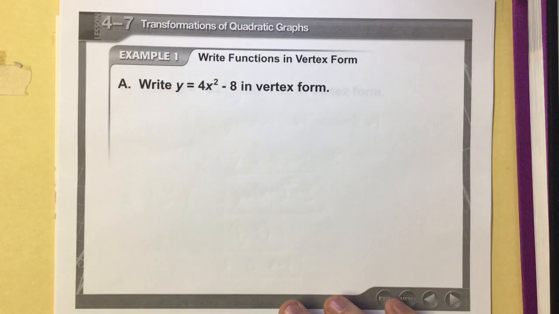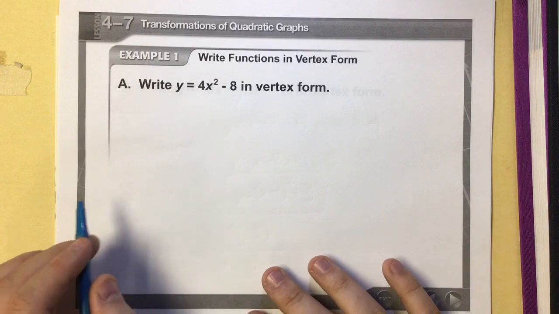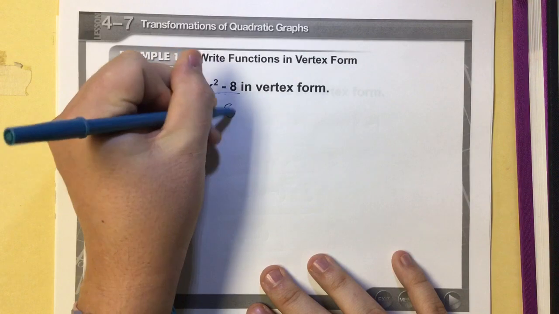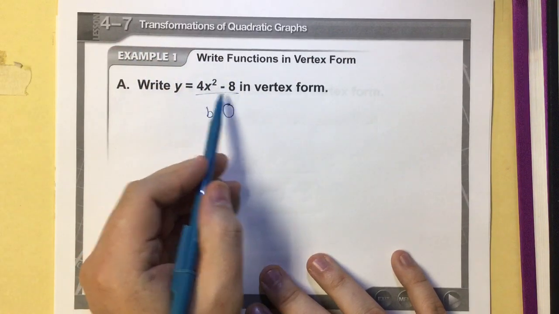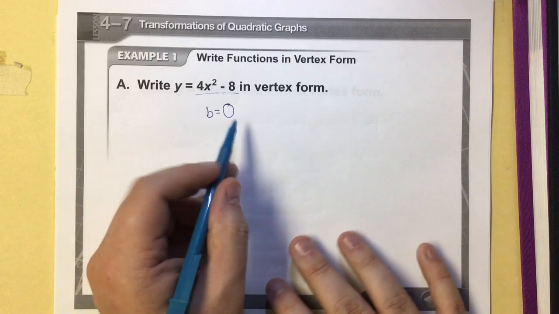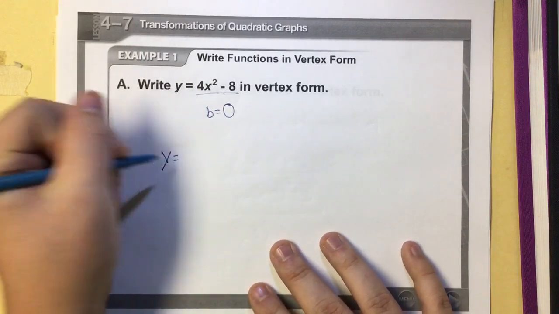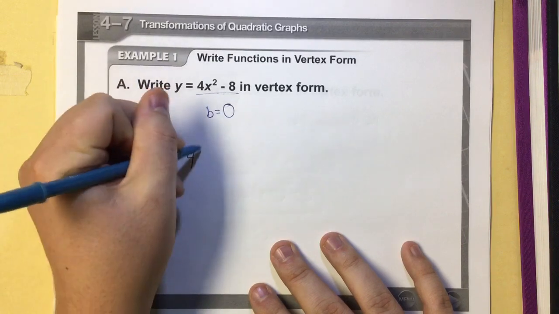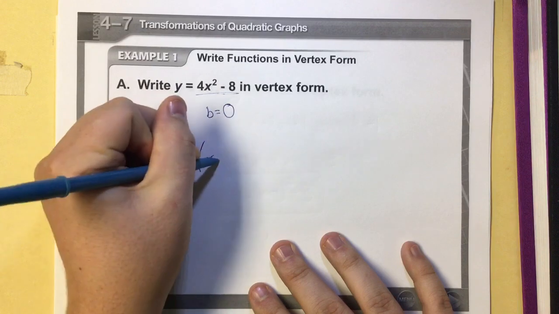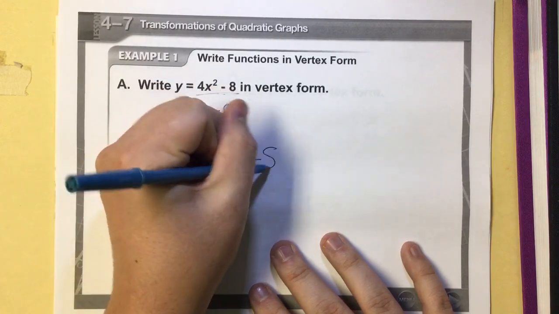All right, our next example. This one is here because every once in a while you're going to have a quadratic where b is equal to 0. We don't have a bx term at all. It's not there because b is 0. When b is 0, we can always just write the number that is a, and then in parentheses it's going to be x minus 0 squared minus 8.